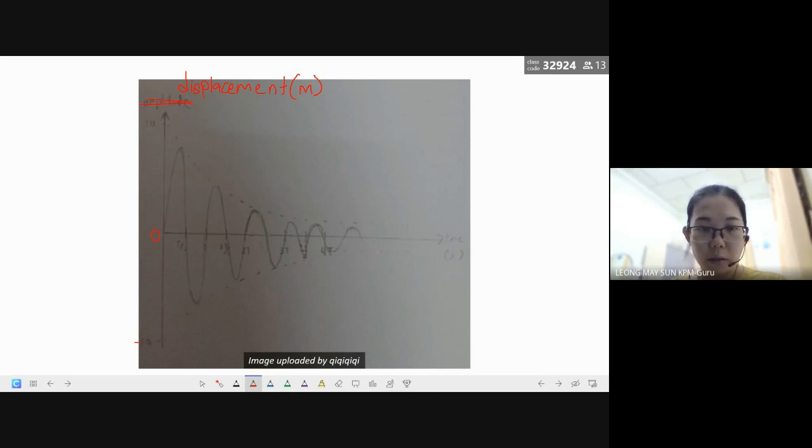Graph-wise, amplitude is decreasing, but please do one thing in the exam: try not to sketch like this. Try to make a very nice curve as much as you can. But anyhow, this will be acceptable, except for one question. How come this part over here looks so weird? All right, Chirong, so please take note.